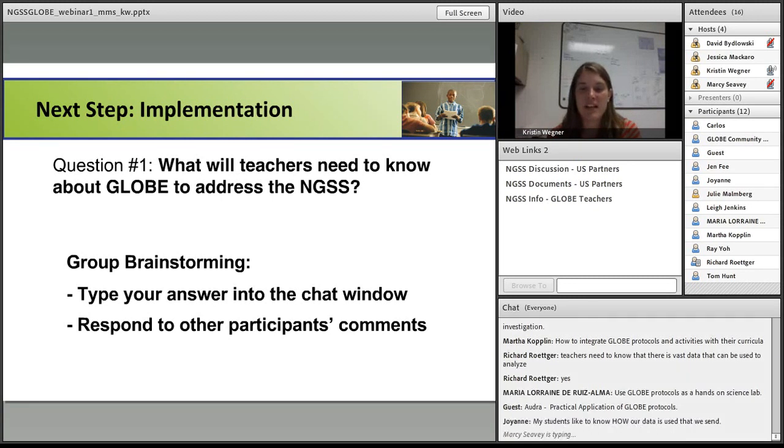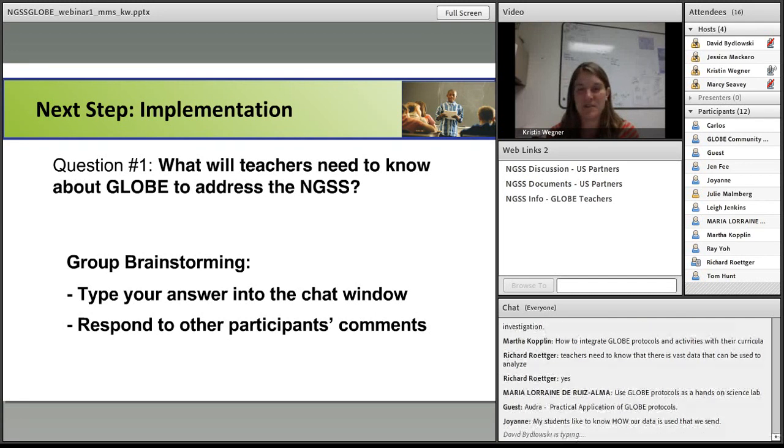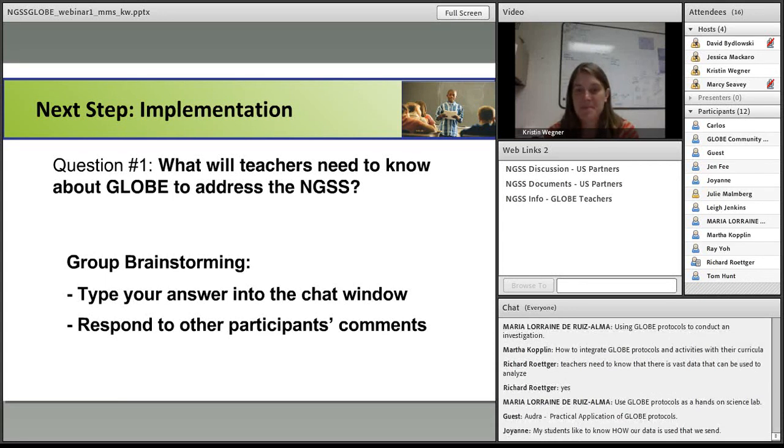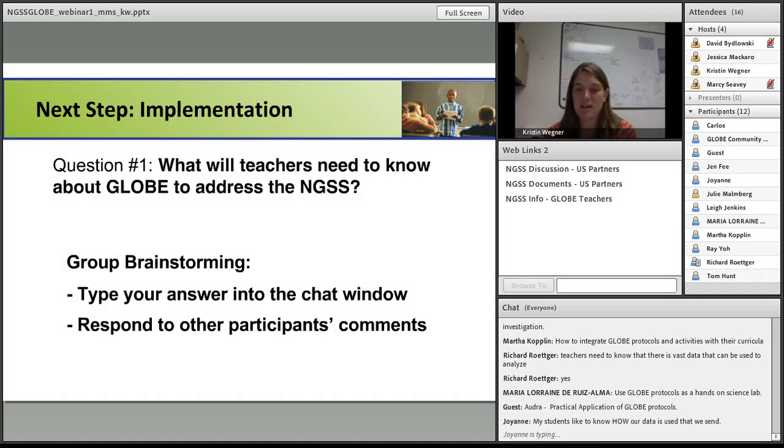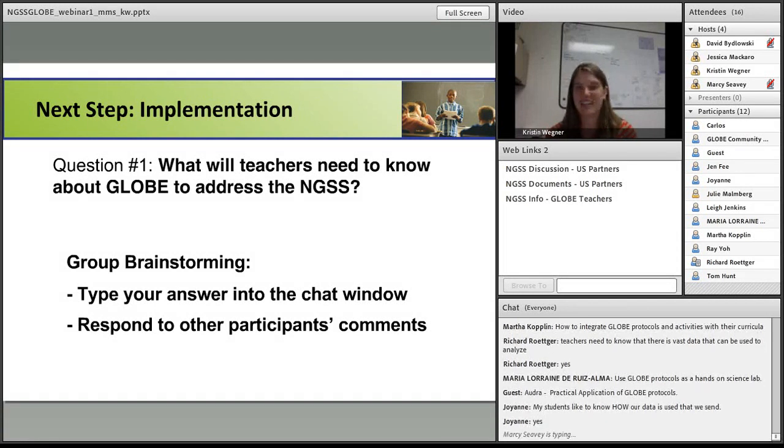Nice. So Maria says use GLOBE protocols as a hands-on science lab. And Audra, practical application of GLOBE protocols. Oh, nice. This is a thing I hear a lot too. Joanne says, my students like to know how the data that we send is used. So it's not just going into a black hole, but actually knowing how it's used. And maybe that's even connecting back to how they're using it. Good.